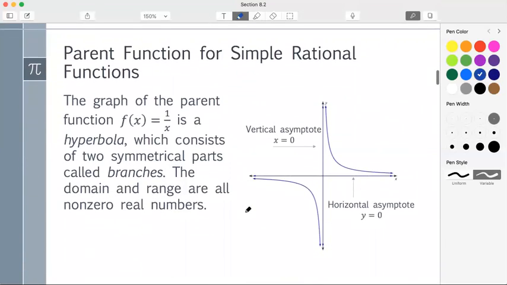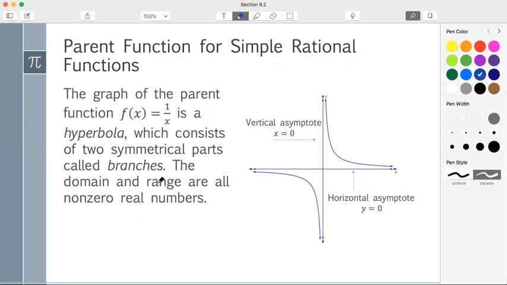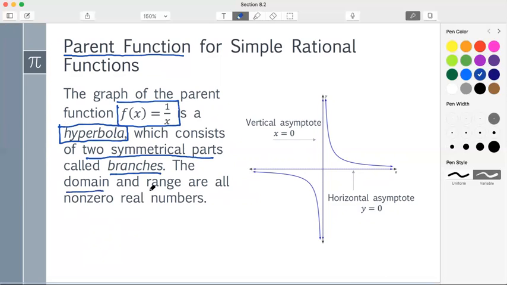And then we're going to show you this on the next slide. So here is the parent function for the simple rational function. Remember the basic graph. So the basic graph is f of x equals 1 over x, or y equals 1 over x. This is also known as a hyperbola, okay? We'll come back to that in chapter 9. Now the hyperbola has 2 symmetrical parts that are called the branches, and you'll hear me refer to that quite a bit. Okay, and again, it has a domain and it has a range.